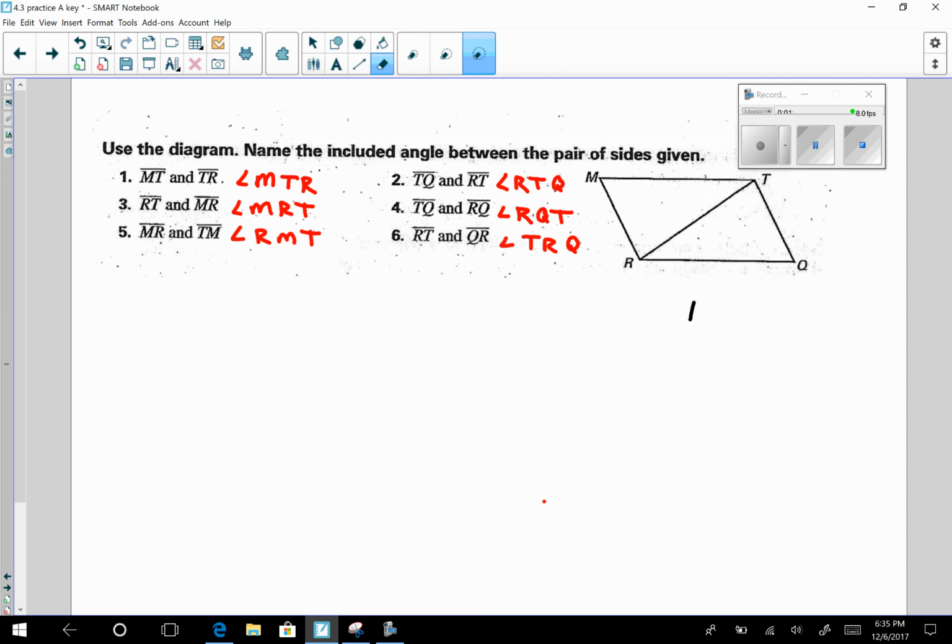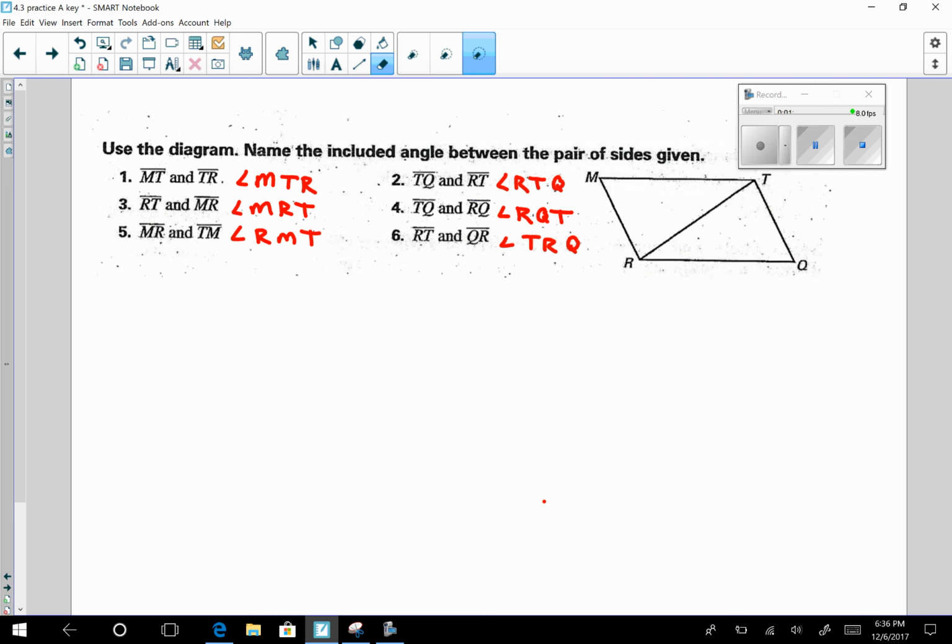In like manner, moving right along, if I look at segment TQ and segment RT, the angle between those two segments is going to be this angle right there, and I can name that angle RTQ. Note that I could also name that angle QTR. This is fairly straightforward.